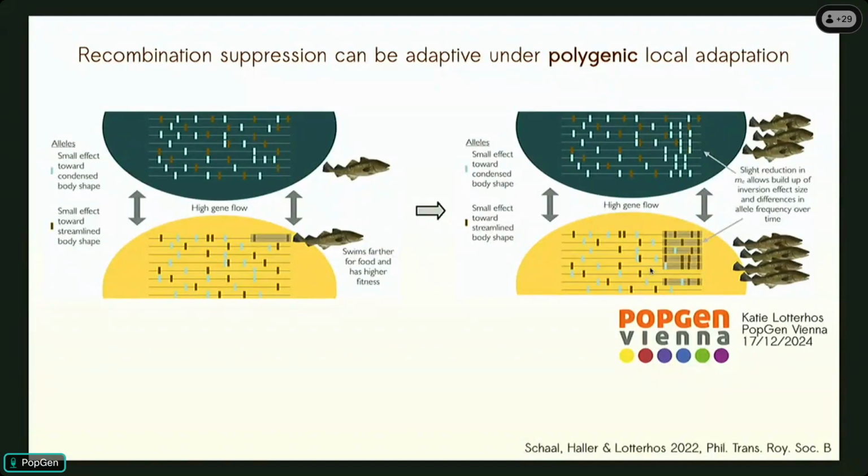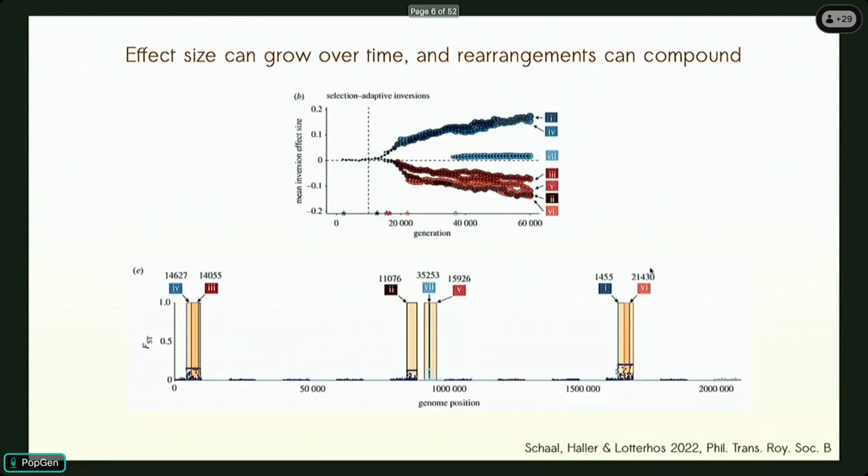So I now think it's quite intuitive that under gene flow, when we have traits that are contributed to by multiple loci, we may expect to see things like inversions involved. This is another slide that comes out of one of the simulations from Sarah Schall, working with Katie and Ben Haller, where they showed that these inversions increase in their effect size through time during the experiment. And that's because of the accumulation of these additional variants over time. And something that's relevant for today's talk is you also see this compounding of inversions on the same genomic loci as they capture new combinations of alleles in the same parts of the genome.